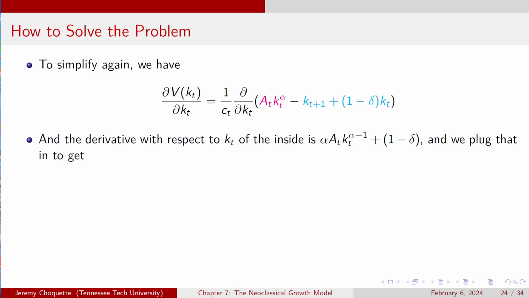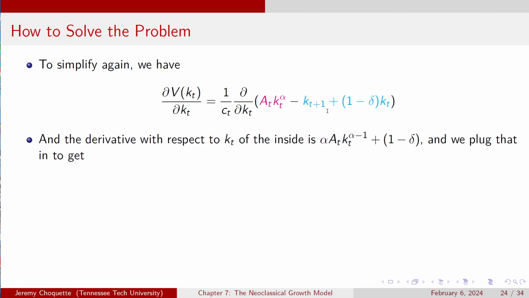Now the derivative with respect to kt of that inside stuff, this stuff right here, right, this is a kt, so we're doing something with this function here and getting its derivative. And this is a kt, so we're doing something with this here and getting a derivative. But this kt plus 1 is not kt, it's kt plus 1.